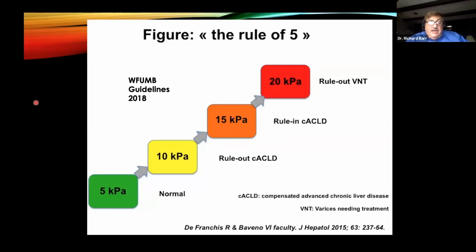The WFUMB guidelines modified that a little bit in 2018. 5 kPa and below is normal. Between 5 and 10 kPa, rule out compensated advanced chronic liver disease. Between 10 and 15, rule in compensated advanced chronic liver disease. Above 15 kilopascals, you have compensated advanced chronic liver disease. And below 20 kilopascals, you rule out varices needing treatment.